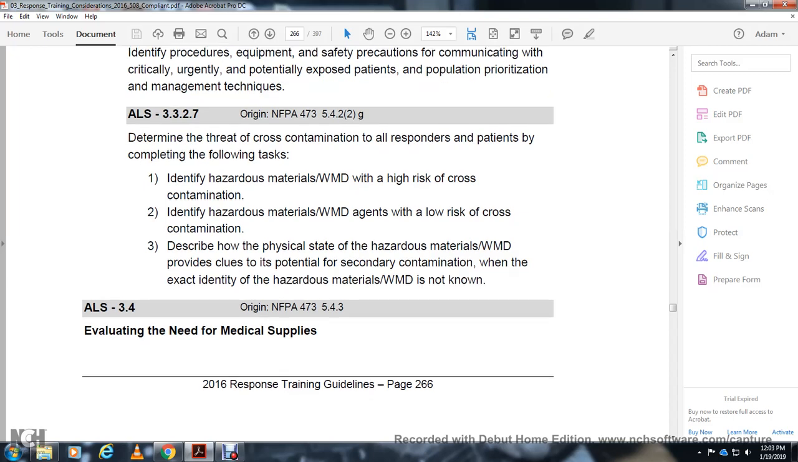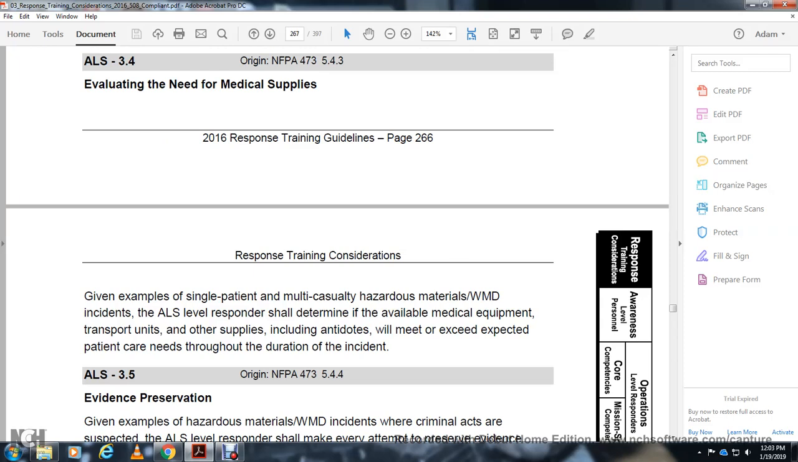Evaluating the need for medical supplies. Give an example of a single patient or multiple casualty hazardous materials weapon of mass destruction incident with an advanced level of life support response to determine the available medical equipment, transport, and other supplies, including antidotes, that will meet or exceed the expected patient care throughout the duration of the incident.